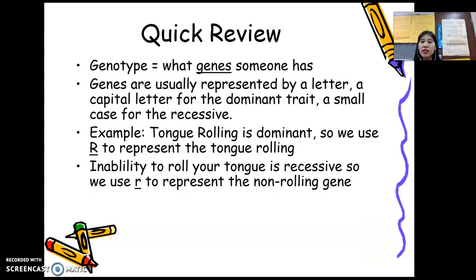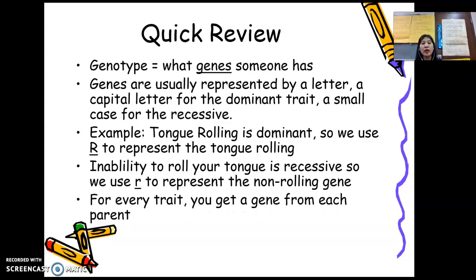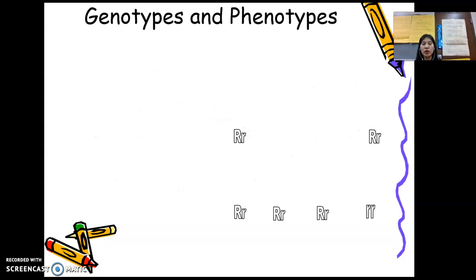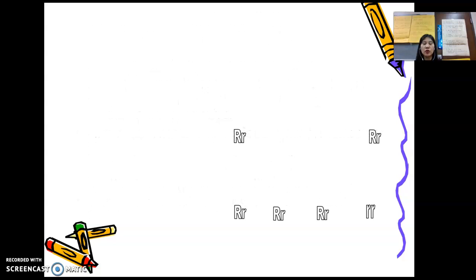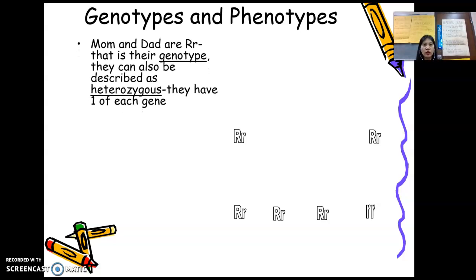However, if you cannot roll your tongue, that is a recessive trait that you have inherited from your parents. And we use lowercase r to represent the non-rolling gene. So for every trait, you get a gene from each parent. Right? I hope you understand that. Again, let's review. Big letters stand for dominant gene, and small letters stand for recessive gene. Now let's talk more of this.